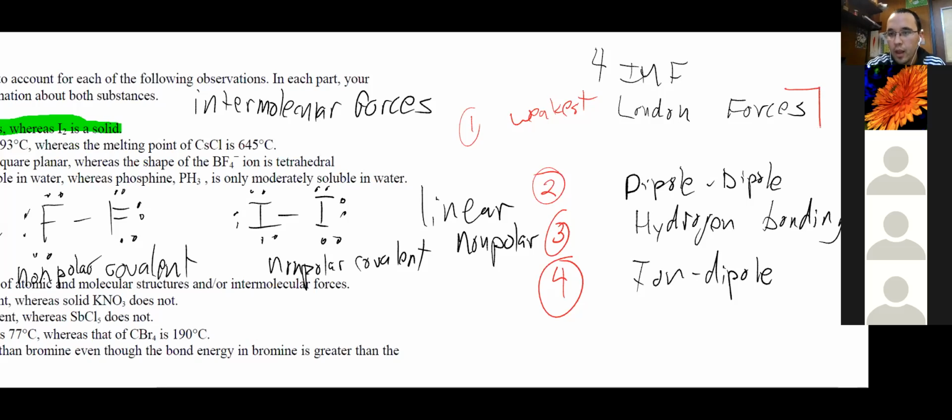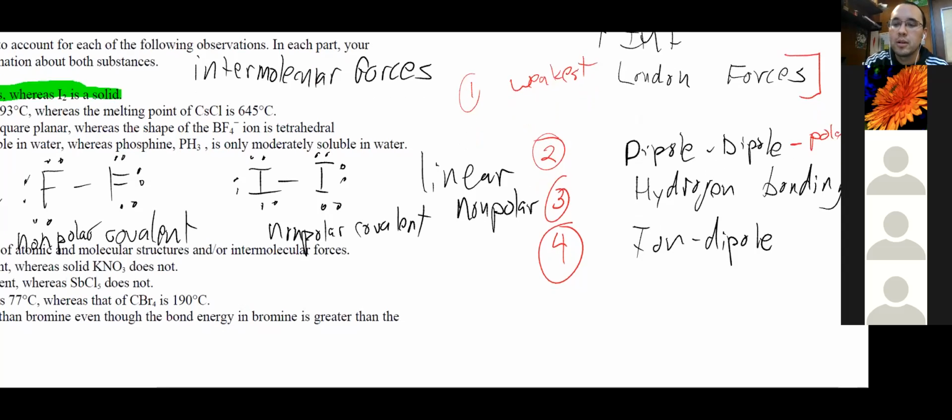So all molecules have London forces because London forces happen if you have electrons, and pretty much all molecules have electrons. If you can come up with a molecule that has absolutely no electrons, then you could not have London forces. But if you have electrons, you're going to have London forces. Dipole-dipole only occurs if you're polar. If you don't have a dipole moment inside your molecule, you can't have dipole-dipole.